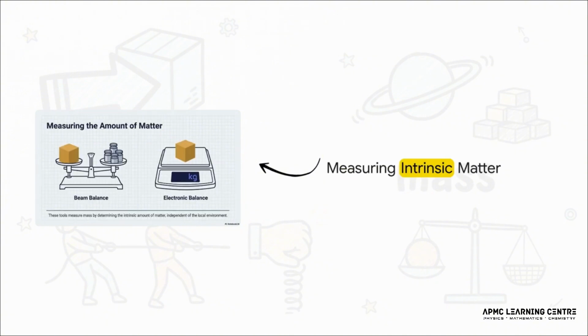Down here on Earth, we use tools like beam or electronic balances to figure out this intrinsic matter. But here's a totally wild fact. Up on the International Space Station, where regular balances won't work at all, astronauts measure their mass by strapping into a spring-mounted chair to calculate their inertia. The method changes, sure, but the intrinsic mass remains totally independent of the environment.